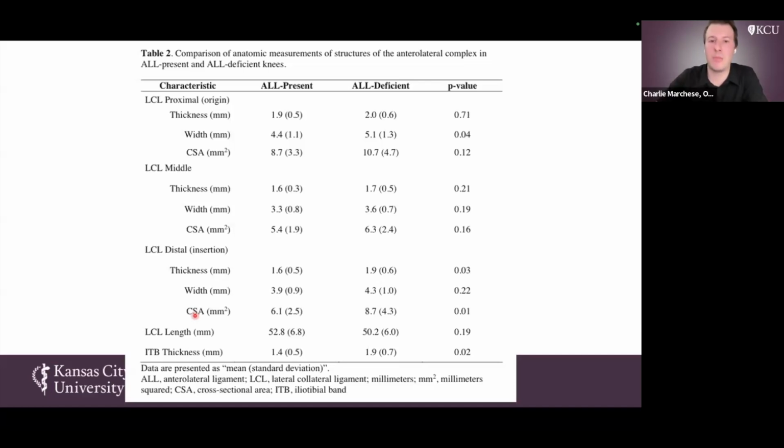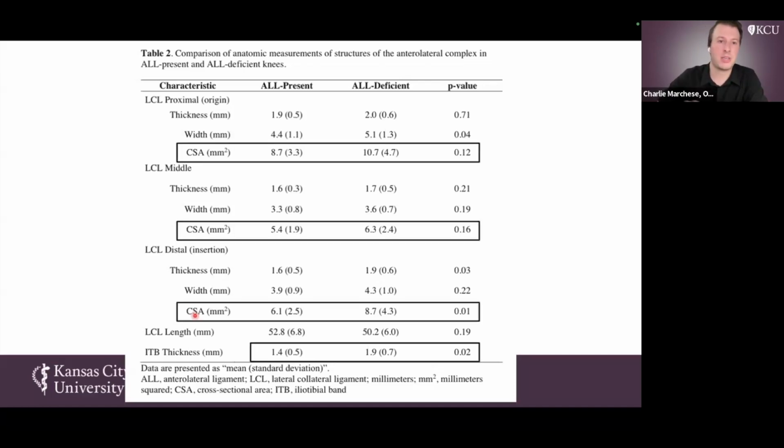Super big table, right? These are all of our measurements, but I want to highlight 4 specific measurements, and they are our cross-sectional area measurements. On the left side here are our ALL present donors. On the right side are our ALL deficient donors. And the first thing I want us to notice is that all of our ALL deficient measurements, specifically regarding cross-sectional area, were larger in deficient donors than they were compared to the present donors. Only 2 of them were significant, which are highlighted down here on the bottom right of the screen. But the fact that all of the deficient measurements were larger than the present measurements to us was a sign that adaptations do occur from a structural perspective.